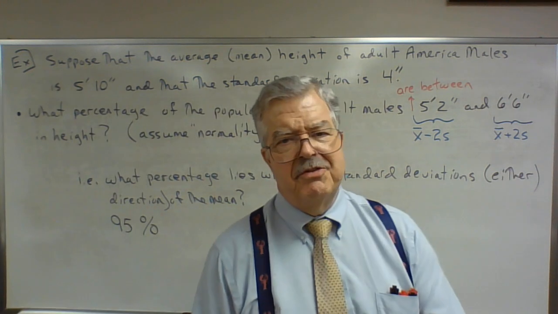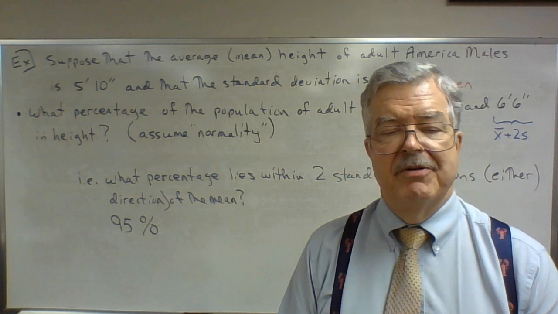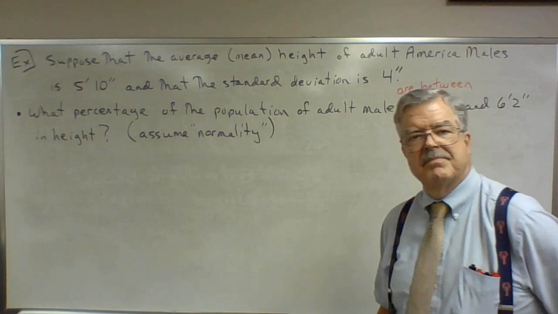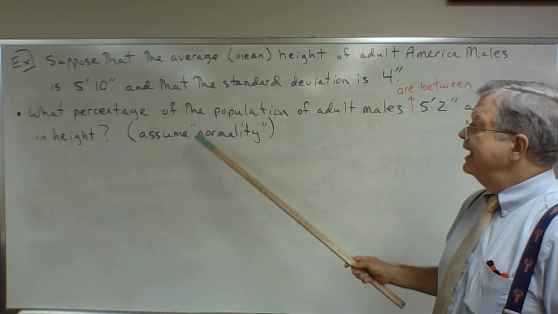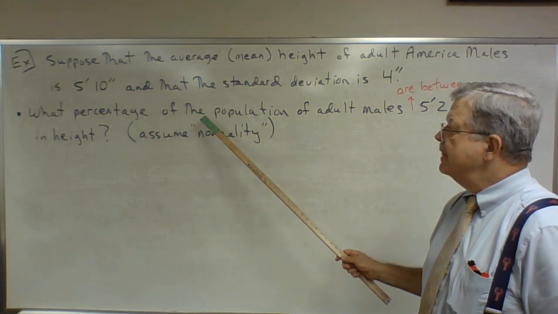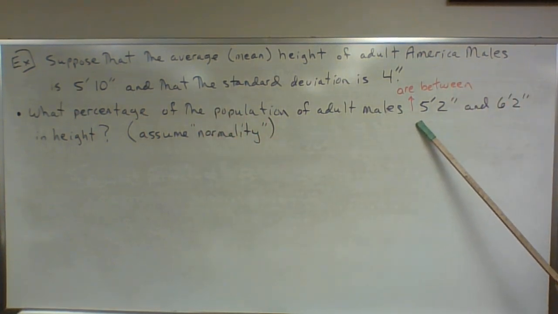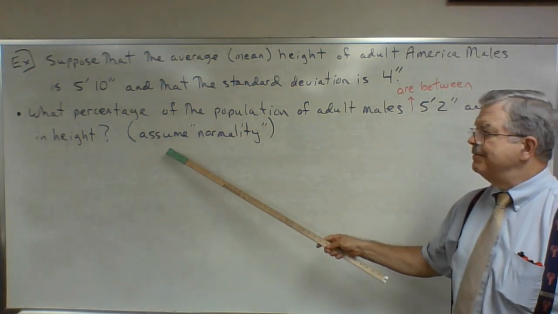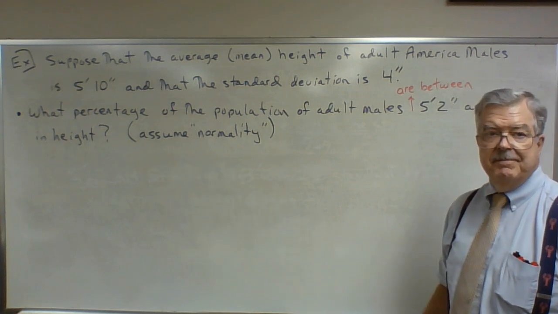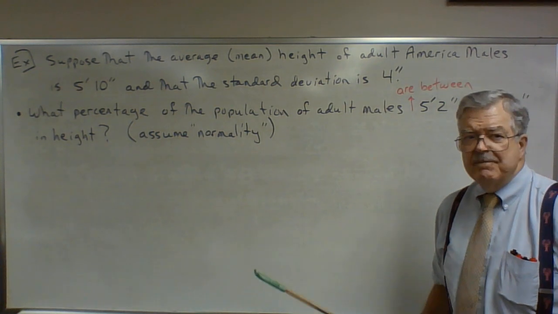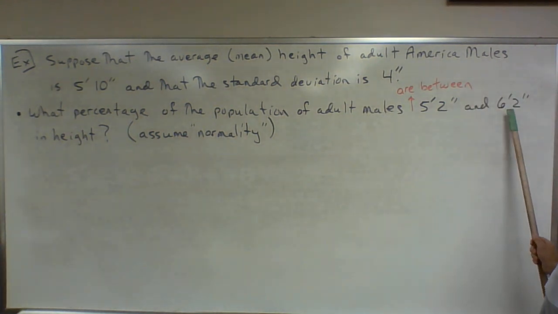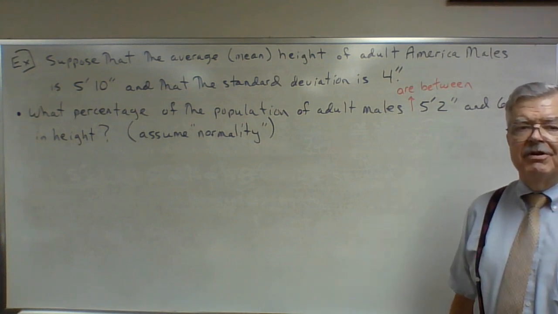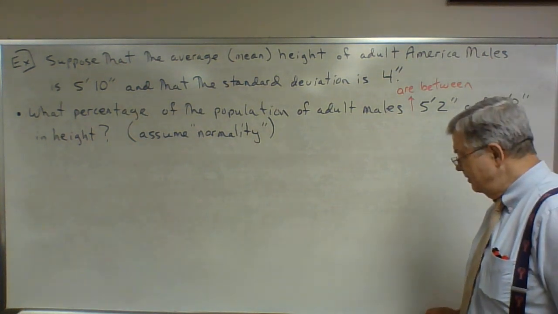Okay, let's do one more using the empirical rule before we start working with tables. Okay, slightly different problem, same information. What percentage of the population of adult males are between 5 foot 2 and 6 foot 2 in height? And we'll assume normality. Again, we're going to have to take these measurements, 5 feet 2 inches and 6 feet 2 inches, and write them in terms of the mean and standard deviation.